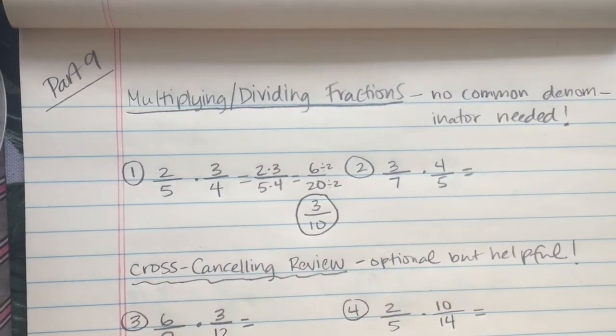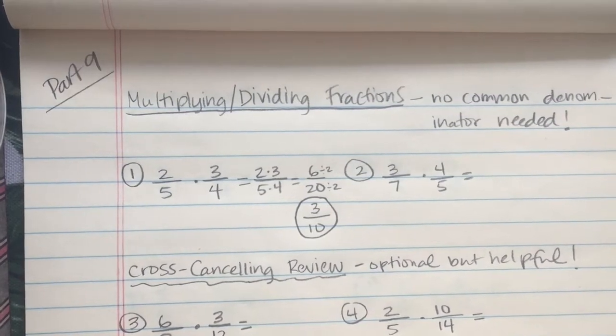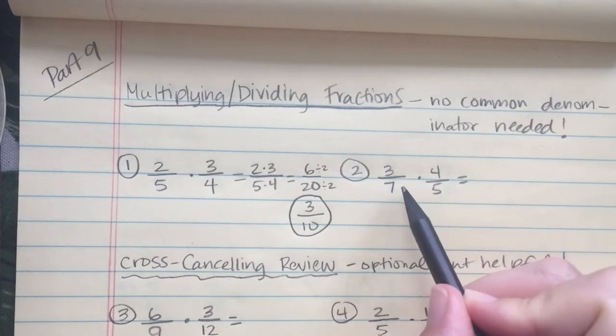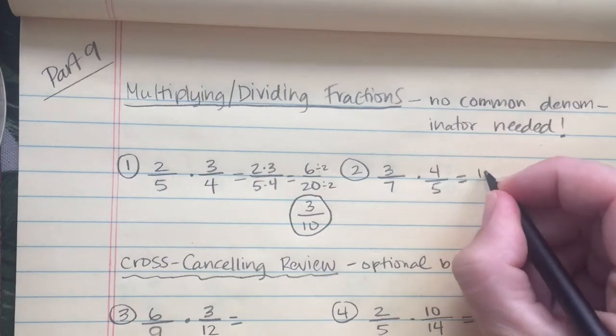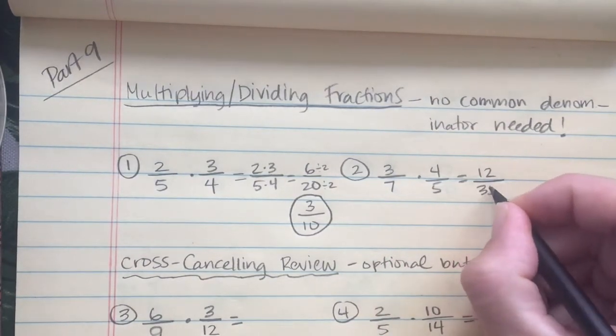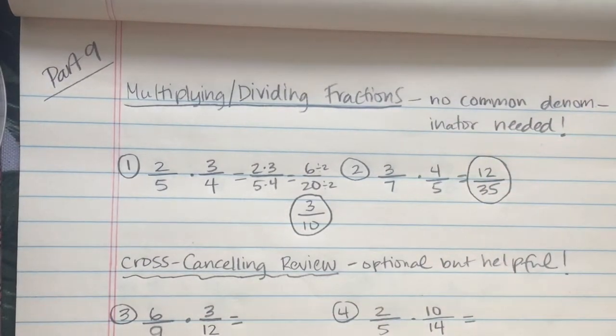Some of you might be thinking, oh, well, what about cross-canceling? We're going to talk about that in just a second, so hang tight. All right, so for your second one, 3/7 times 4/5, it's top times top. 3 times 4 is 12. 7 times 5 is 35. That can't be reduced any further, so we're done.